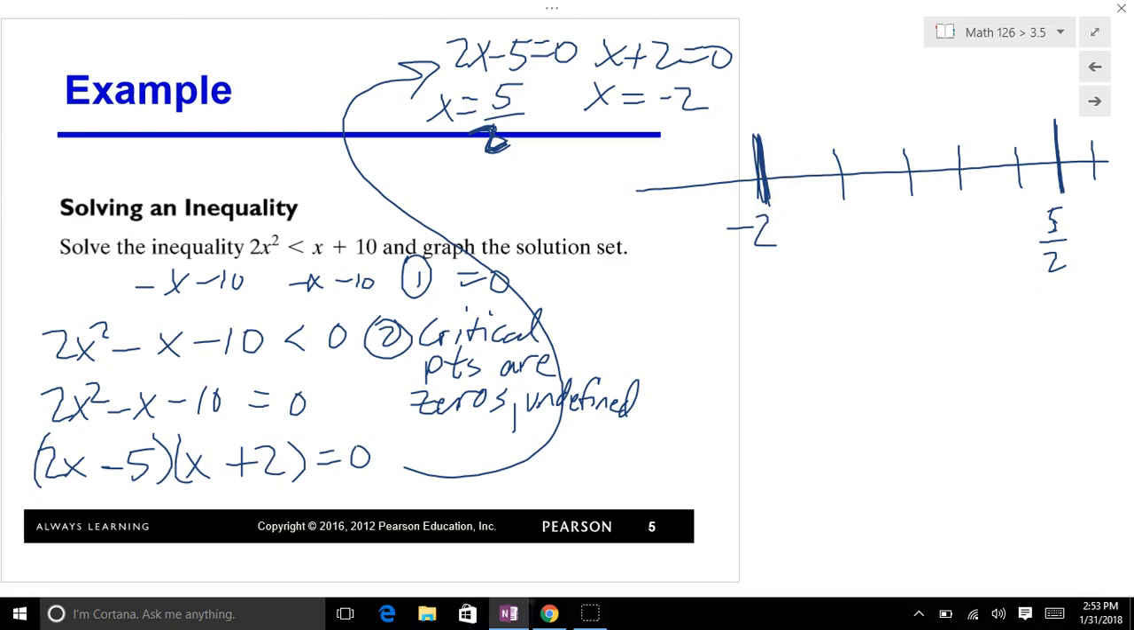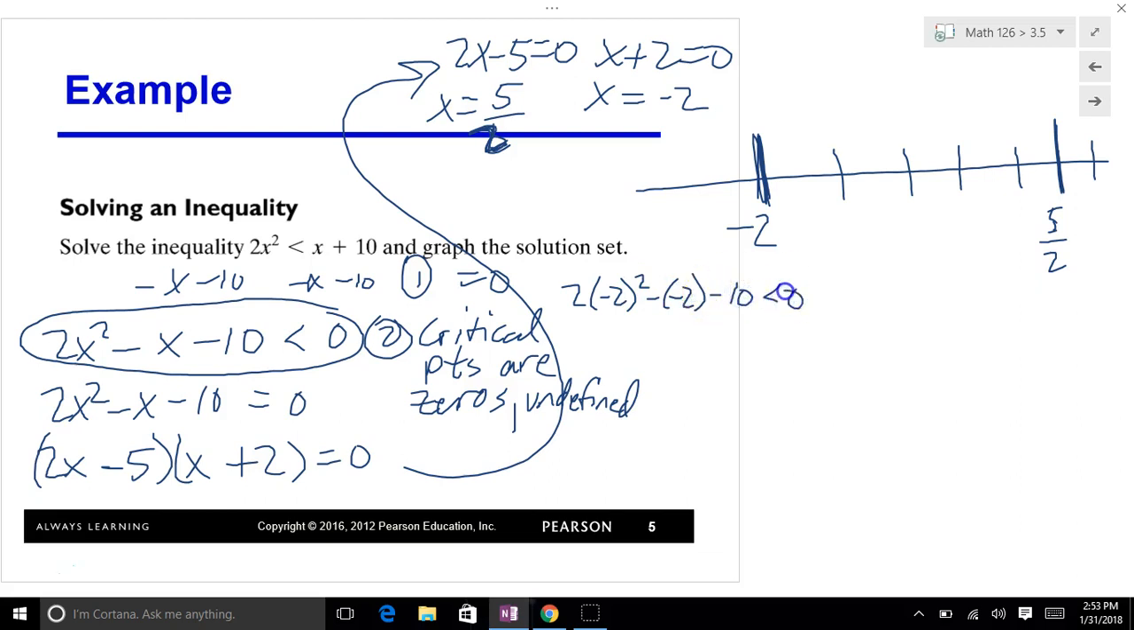We have to decide if we're going to include our critical points. So what you want to do is test them into your inequality right here. If you plug the negative 2 in, so 2 times negative 2 squared minus a negative 2 minus 10, is that less than 0? We've got 2 times 4 is 8, 8 plus 2 minus 10, well that's 10 minus 10 is 0. Less than 0? False, it is not, so negative 2 is not going to be a part of this solution.